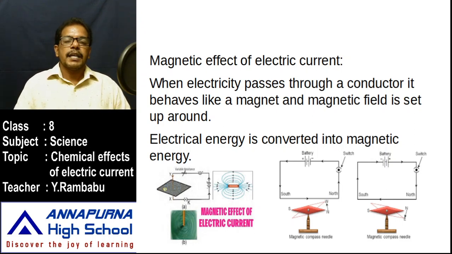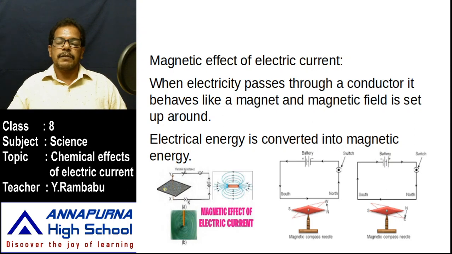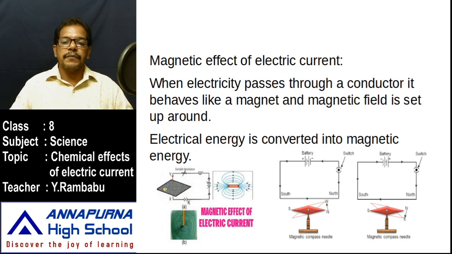Observe in the circuit diagram, if the current flows from positive terminal to negative terminal, that means near the magnetic compass from left to right, whenever the current flows from left to right, this compass needle deflects in anti-clockwise direction. That means the polarities are changed. If we reverse the direction of current in the second circuit diagram, from north to south, we observe the deflection in clockwise direction. That means whenever the direction of current is changed, the polarities are also changed. That is observed from the deflection of the magnetic compass needle.